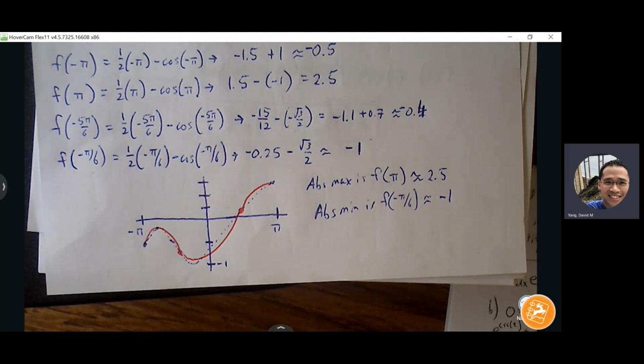Guys, I know you're working without a calculator, so I'm going to be lenient in terms of your approximation, right? If you're a little bit off, but you still show your work and you understand the process, that's what I care about. I'm not going to nitpick if you're off with your decimal value. Okay, good. Curve sketching, any questions?